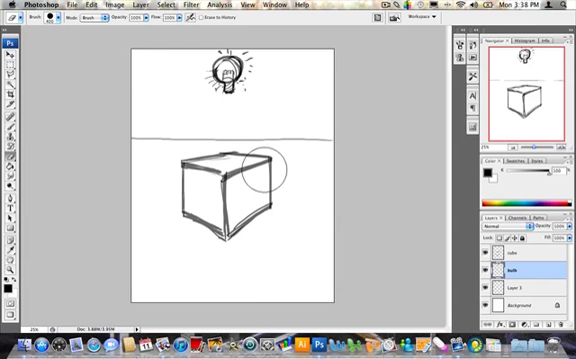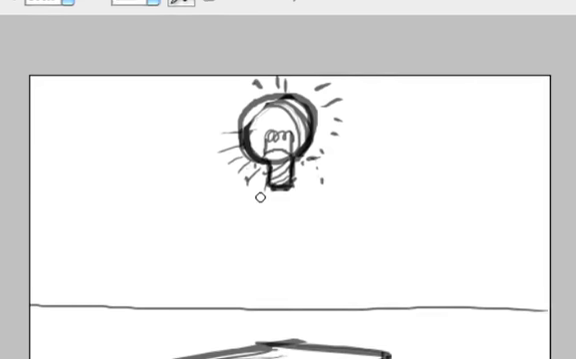Today we're going to talk about light source and how you know where your shadow goes on a form. So when I think about where my shadow goes on a form, I need to know, first of all, where my light source is.